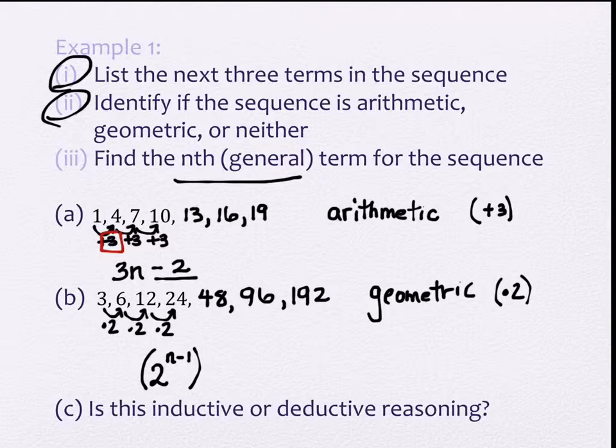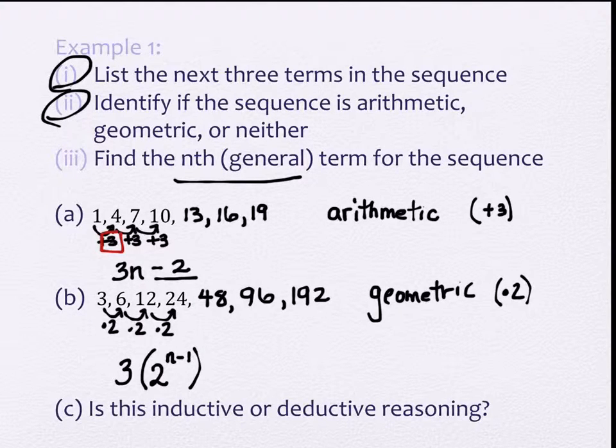So let's just say we stopped right there and we thought we were finished. What would happen? Well, if I put in n equal to 1, what's 1 minus 1? 0. What is 2 to the 0? 1. Is my first term 1? No, it's not. It's 3. So what do I need to do? Well, because we're doing geometric instead of arithmetic, it's multiplication. I multiply by 3.